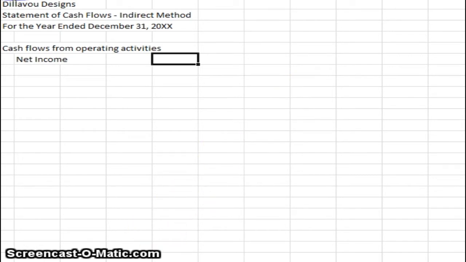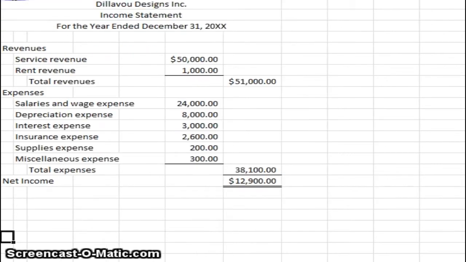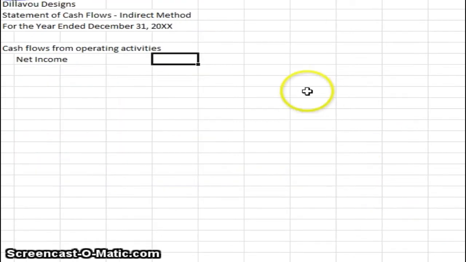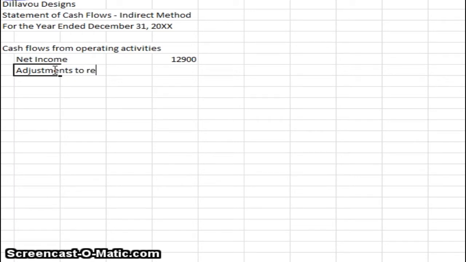So if we go back to our income statement, our net income was $12,900. So we're going to put that in our cash flow statement. After that, we want to adjust it to make it cash, so we're going to put adjustments to reconcile net income to cash.